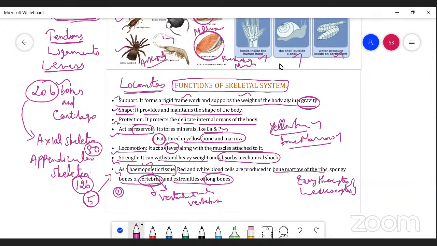Next class, we will read about the different kinds of skeletal bones. I already told you how many kinds of skeletal bones are present in the human body: 2 kinds. One is the axial skeleton, another is the appendicular skeleton. How many bones come under the axial skeleton? The axial skeleton consists of 80 bones. The appendicular skeleton consists of 126 bones. Detailing about these bones we will discuss in the next class. Okay, thank you, everybody.